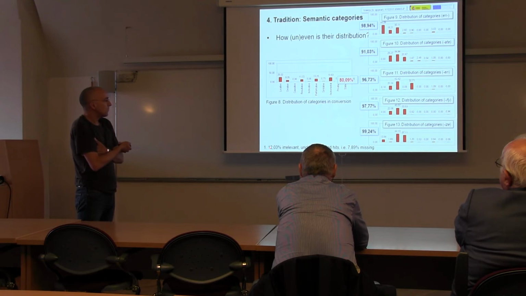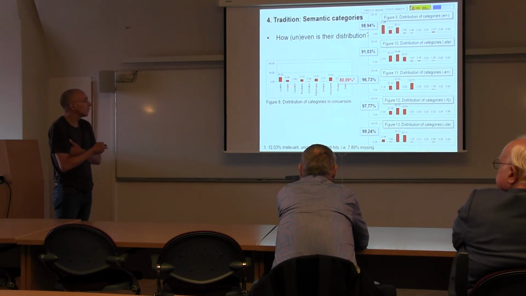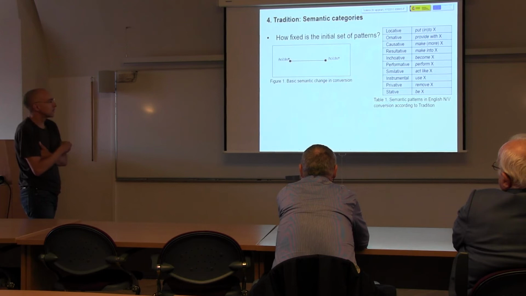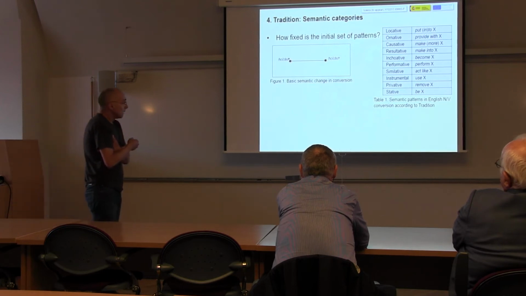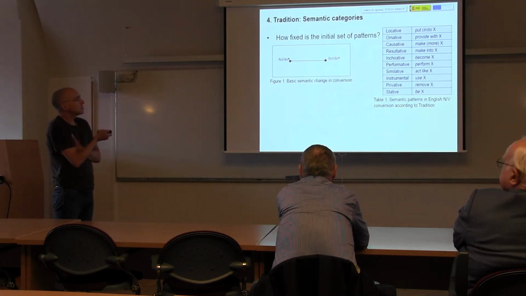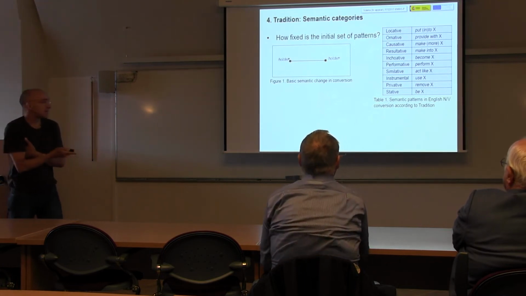But if we add 12% to 80%, we still have roughly 8% cases missing. 8% cases that are not represented by these semantic categories proposed in the tradition for denominal verb formation by conversion. So this prompts the question, if we have 8% missing, how fixed is the initial set of patterns? Does it need revision? Do we need more patterns to explain some cases?